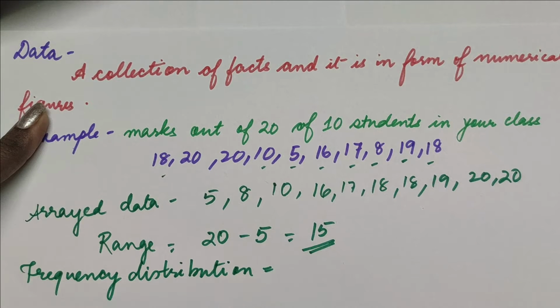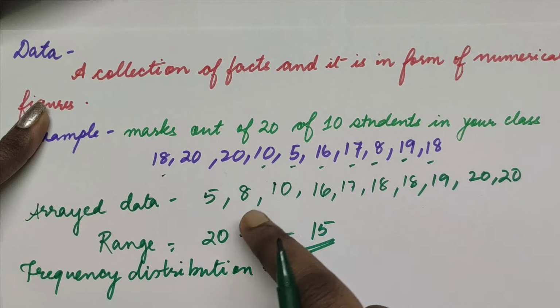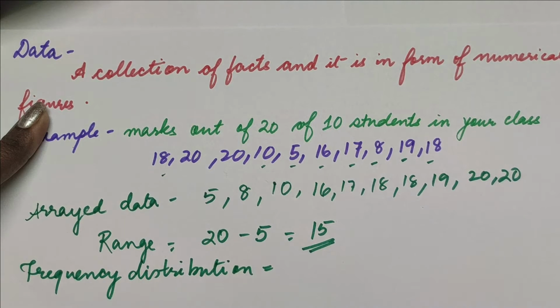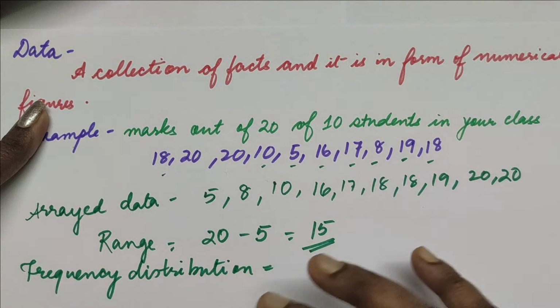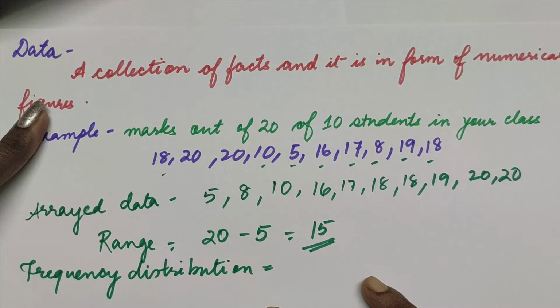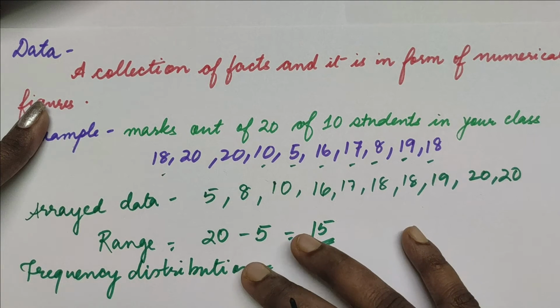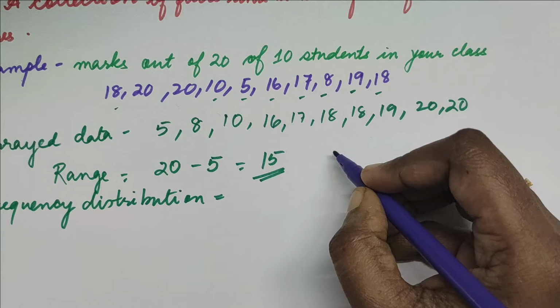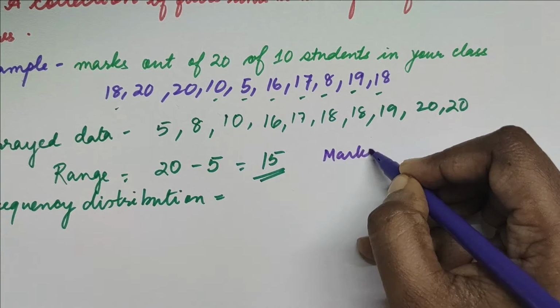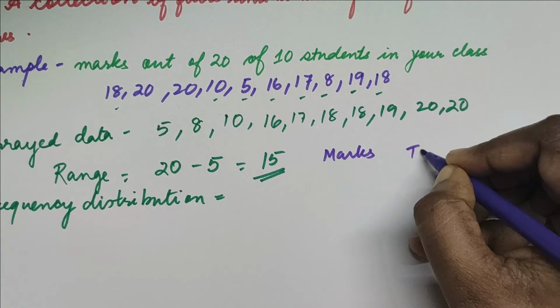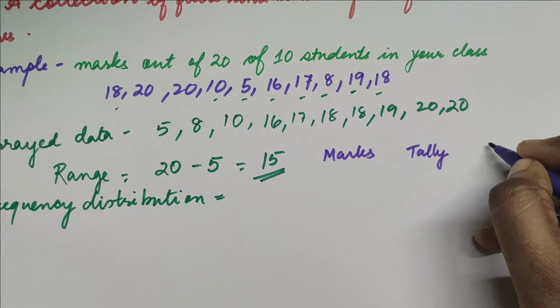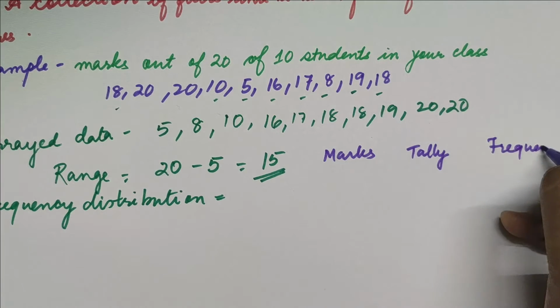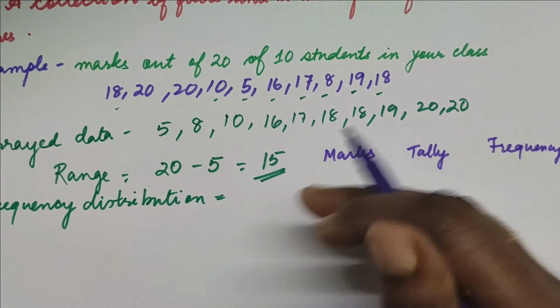Next is frequency distribution. That is how many times a particular data is appearing. That is a frequency. And if we make that in a particular table, then that is known as a frequency distribution table. Suppose I want to represent this data, I shall be writing marks, then the tally marks, and we'll be counting the frequency. I'll just show you how it is done.